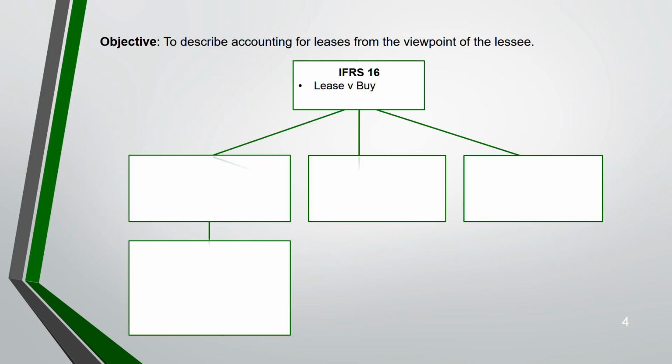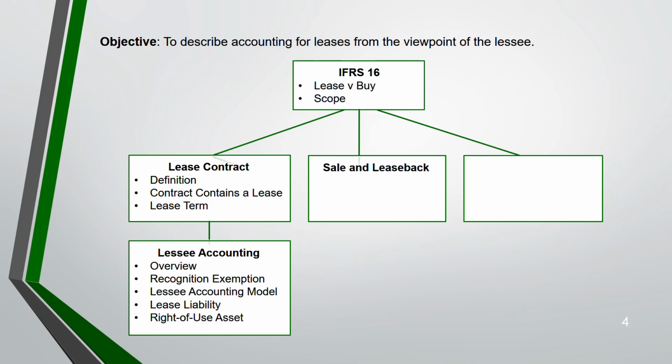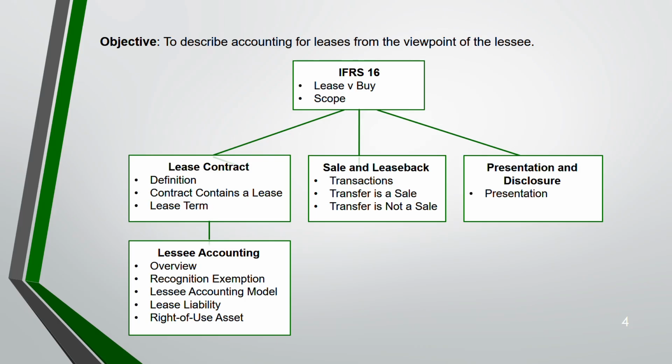So this is the overview of the lecture. Under IFRS 16, first we'll go through and see whether the contract contains a lease or not. Then, if it's a lease, we are going to follow the lessee accounting. And if we are going to do a sale and leaseback, we have to see if the transfer is sale or not a sale. And finally, presentation and disclosure.